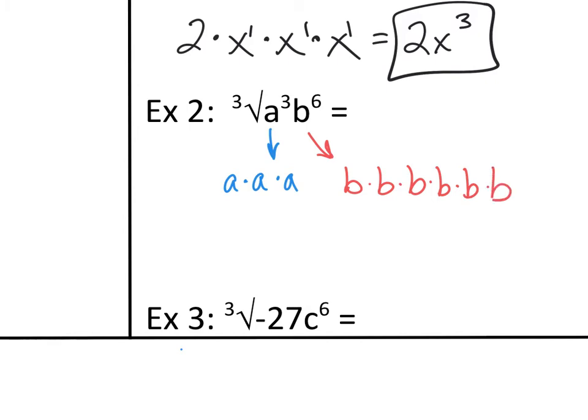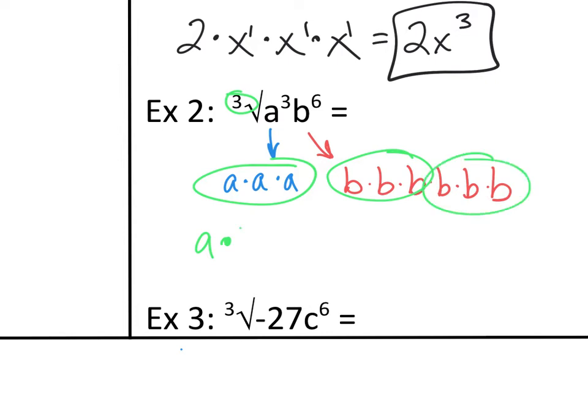You got it, 6 b's. What is my group size on this one, or my index? 3. Okay, this is a cubed root, so this is groups of 3 of the same thing. So I've got one group of A's, right? How many groups of B's do I have? 2. So times B squared, right? So this becomes AB squared. With me so far? This isn't too bad.